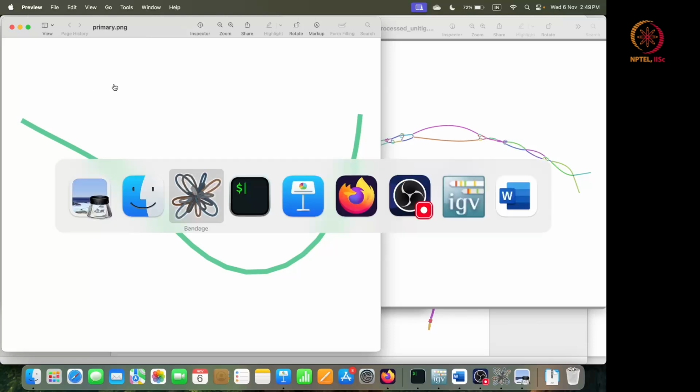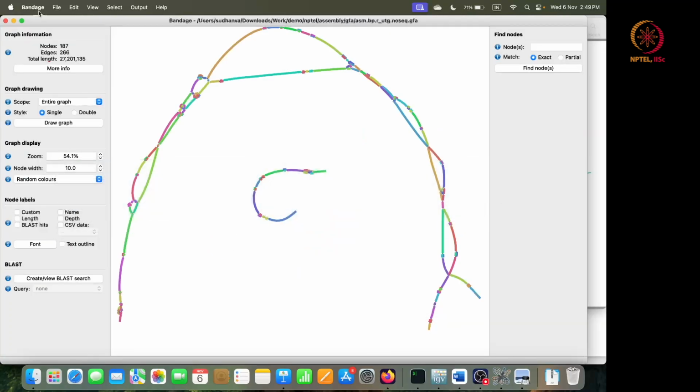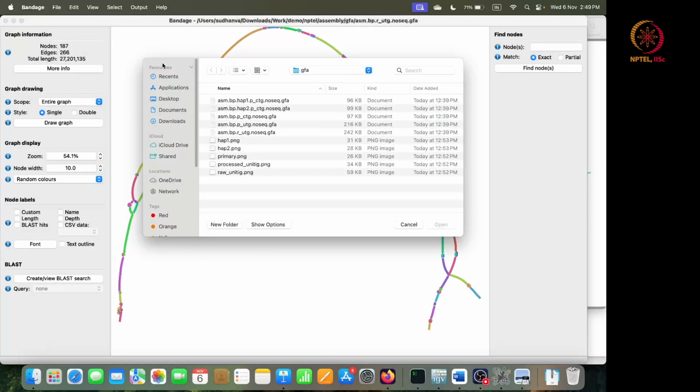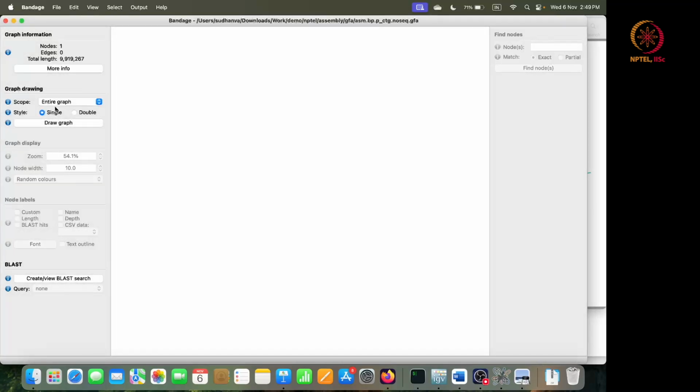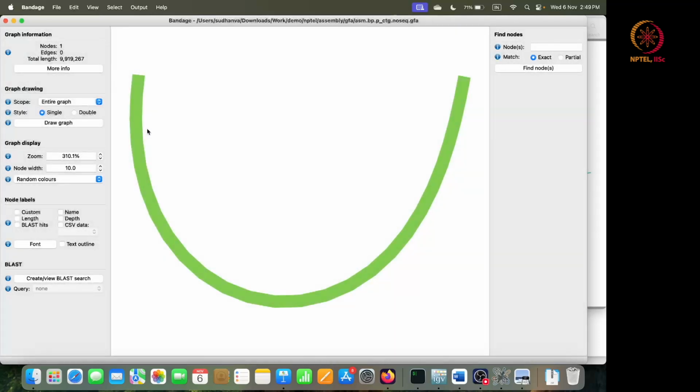Let us load the primary assembly in Bandage. The primary assembly is available in the file labeled p_ctg noseq.gfa. It contains one node and the total length is 9.9 million. Of course, what this means is that it has output one single contig.